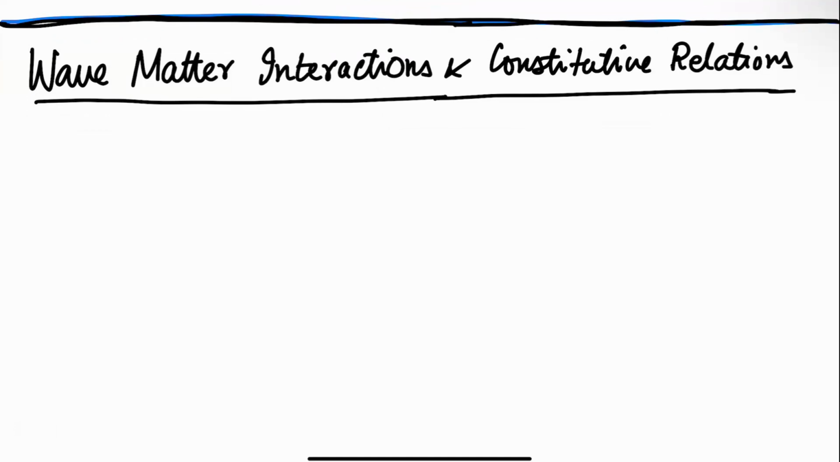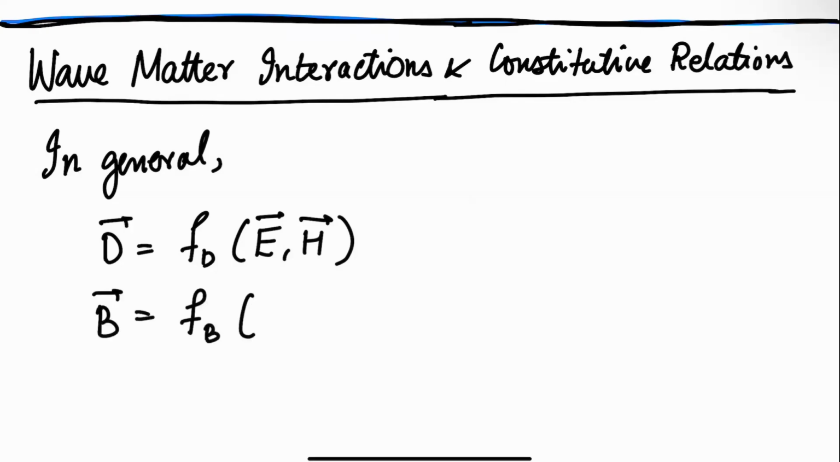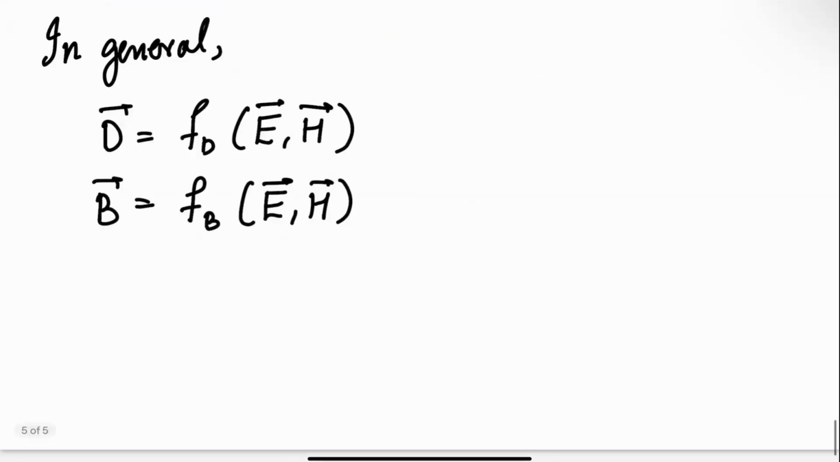In general, the most general form of these constitutive relations can be written as D is a function of E and H, some function F_D of E, H, and B is also a function of E and H, which I call F_B, of E comma H. These F_D and F_B are functions determined by what kind of material you're dealing with. Today we'll just classify the different ways that these functions can show up. In the next lecture, we'll look at the derivation of what exactly those functions look like, and we'll develop a model for those functions.